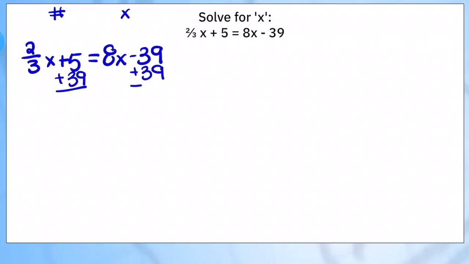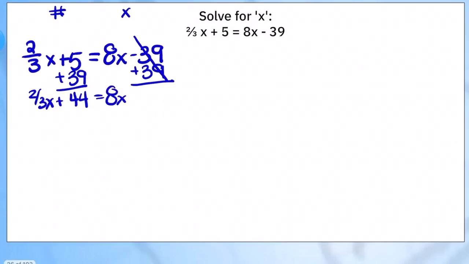And you can try it and see, like, if you had moved the x's, would you come out with a different answer? And you shouldn't, because the algebra will be consistent. If you're doing your steps correctly, your processes, you're going to come up with the same answer. All right, so 5 plus 39 is going to give us 44. And we still have 2/3 x plus 44 is equal to 8x. Now I need to move my 2/3 x, so I'm going to subtract.